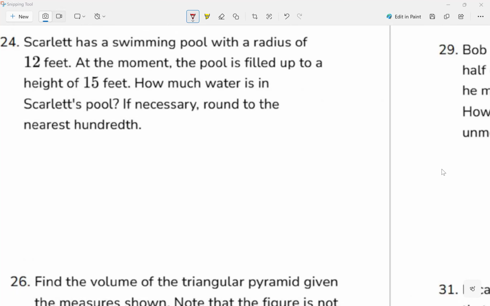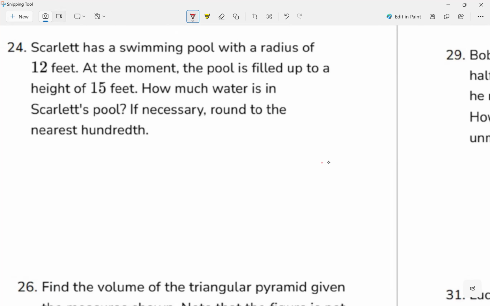Let me actually draw this because it has a radius, it must be in a circular pool. I'm gonna say that's a circle, and then the radius is 12. So Scarlett has a swimming pool with a radius of 12 feet. At the moment, the pool is filled up to a height of 15 feet.